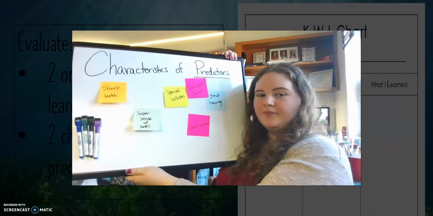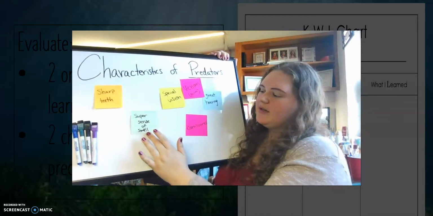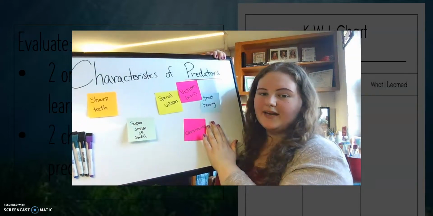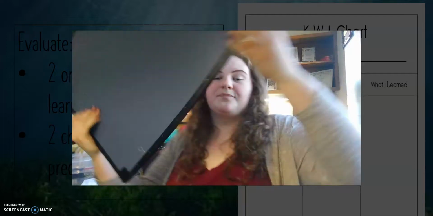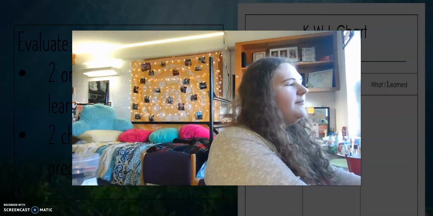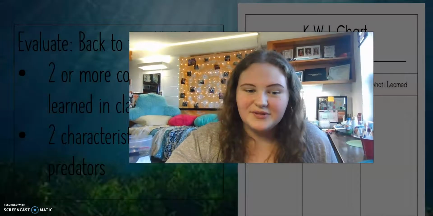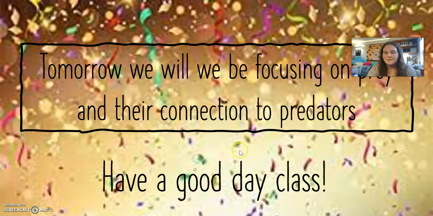Okay, so just as a refresher, sharp teeth, super sense of smell, special vision, venom, great hearing, carnivores. These are all characteristics of predators. So now that we've had that little review, I'm going to take it down from the whiteboard because I'd like to see what you can remember as characteristics of predators. So I'd like you to fill out that last column and you are all set to go. So once you're done with that, please turn that in the box.